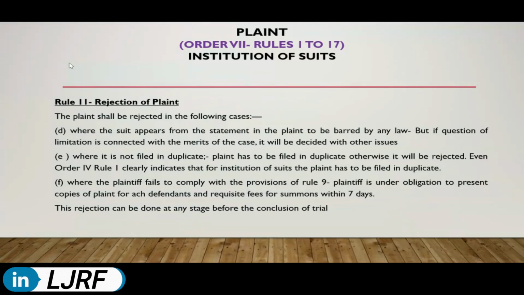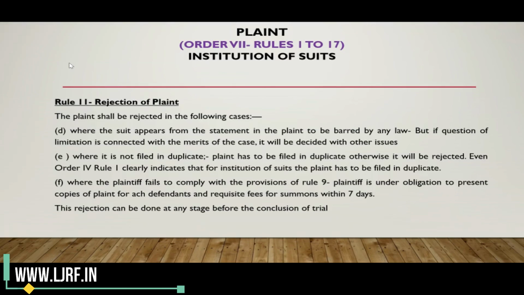So a reason like that cannot be a ground for rejection. The technical ground called limitation is normally a ground for rejection of the plaint, because it is barred by law. But at the same time, if it is connected to the merits of the case, then the whole suit has to be decided together.